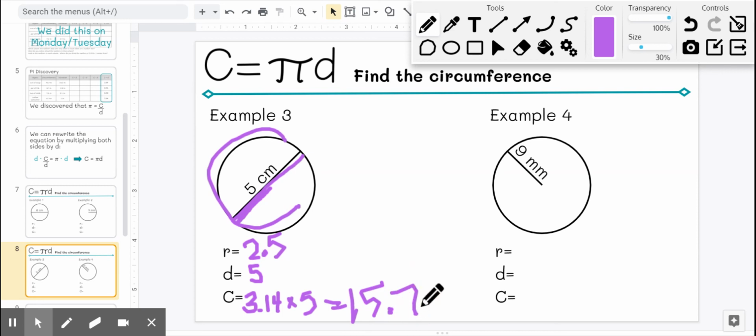Don't round your answers today. You're going to leave the entire decimal. It'll either be 1, 2, or 3 digits.